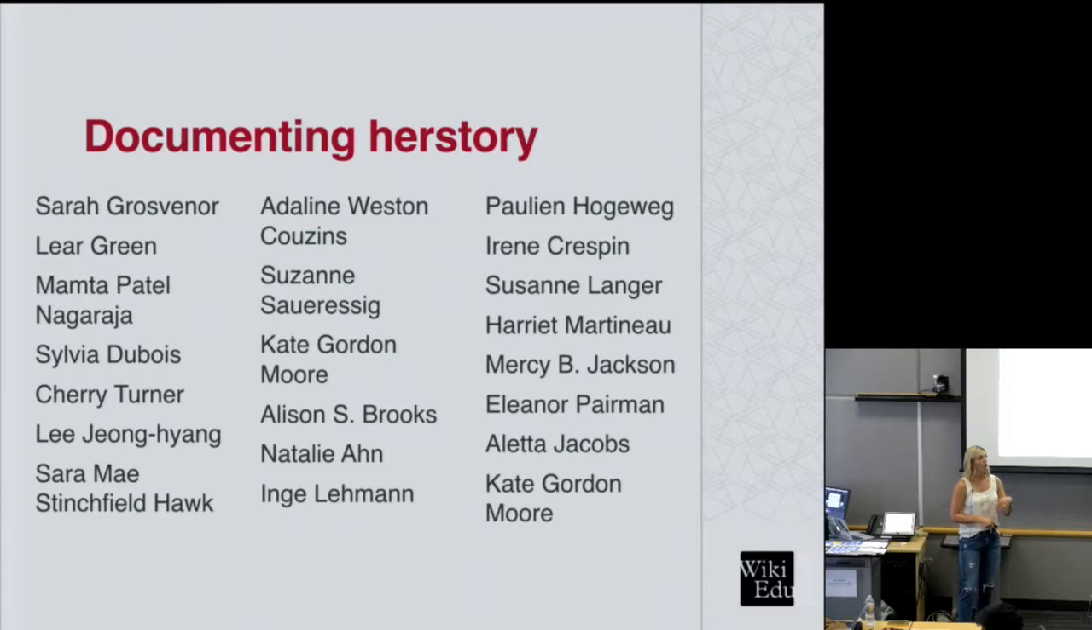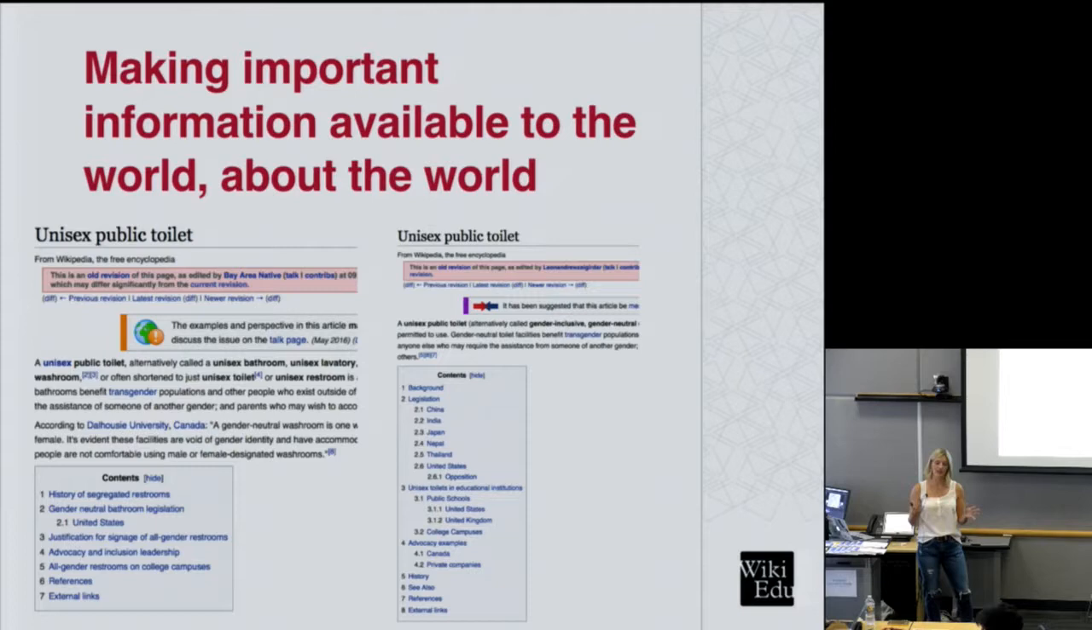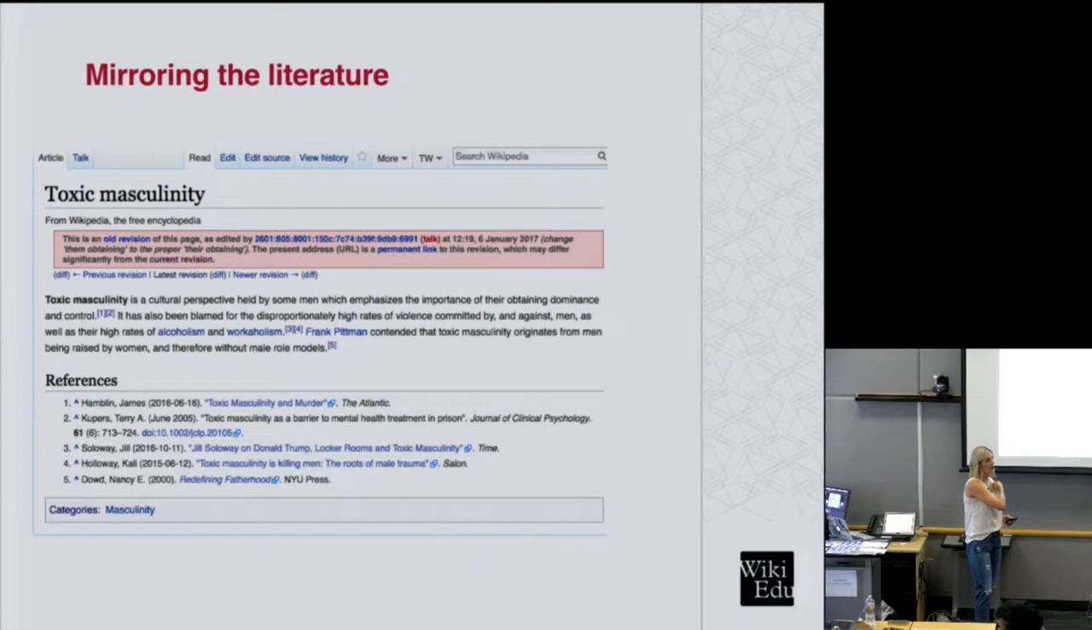But it's not just about biographies. Students also take content on Wikipedia and improve it. This is an example of the unisex public toilet article. Before the students worked on it, it was very much focused on the US. And the students in this course actually added entire sections about legislation and policies around the world regarding unisex public bathrooms. And I think the work that we do isn't just about improving access for Americans and for English speakers. We want to help improve access to knowledge for people all across the world, and learning about issues that are potentially important to them. Also, a lot of the work that our students do is provide access to that research literature, right? So not just adding citations, but adding summaries of the work that happens in a citation.